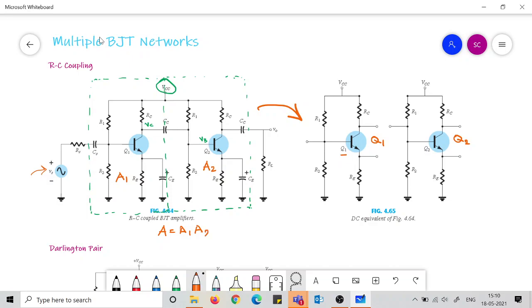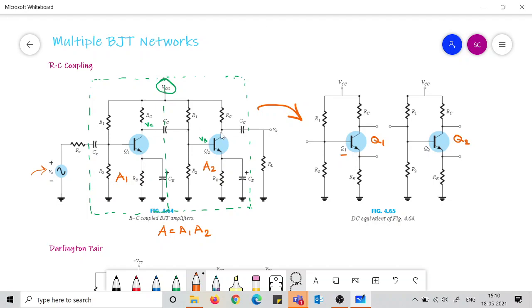We can gain on the amplification. So maybe one transistor is not able to supply this total amplification, but we can make coupling like this. This RC coupling we can make, so that we can gain on the multiplication. We can scale up this amplification. Okay, so this is the purpose of the RC coupling network.